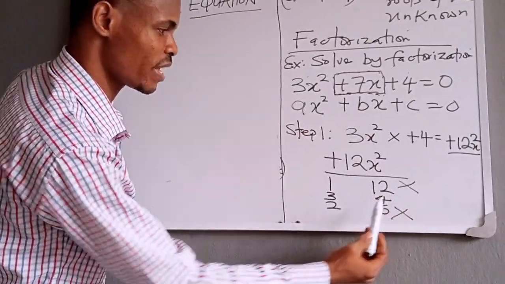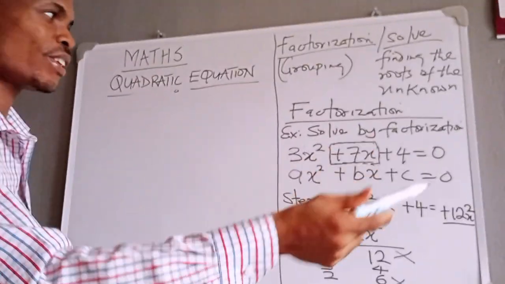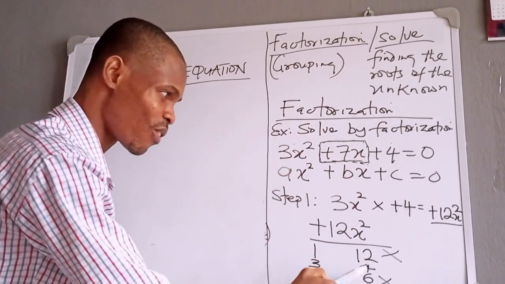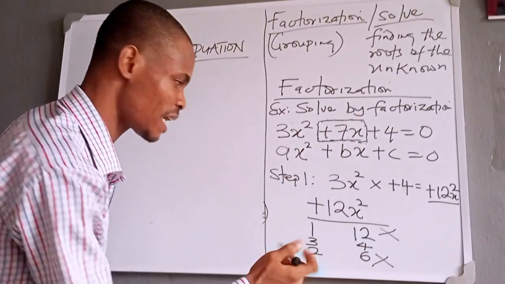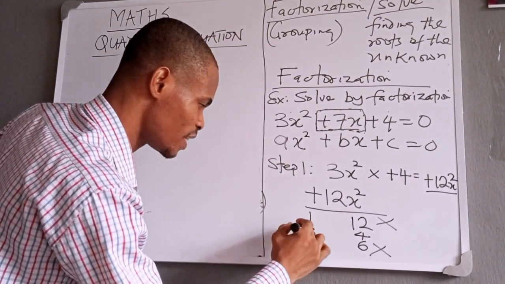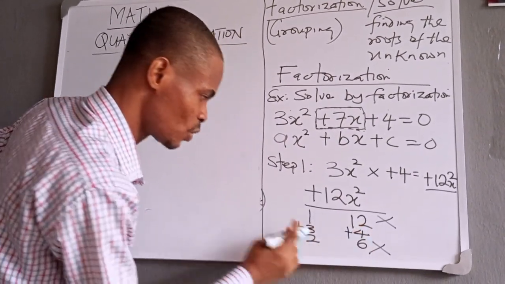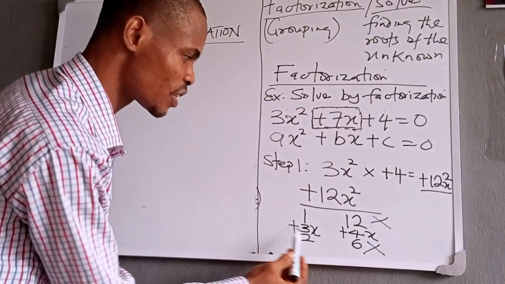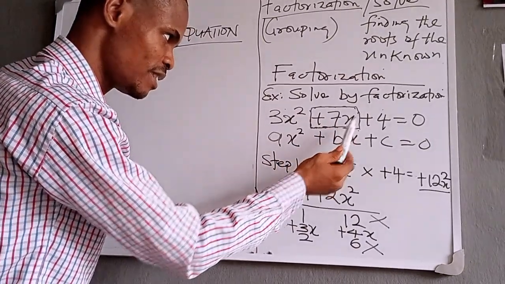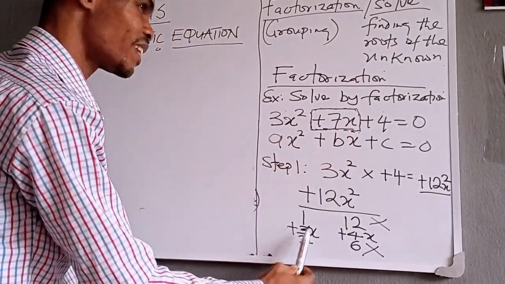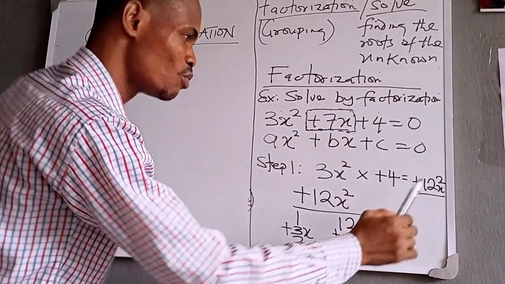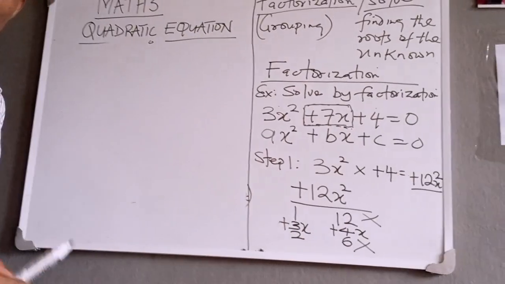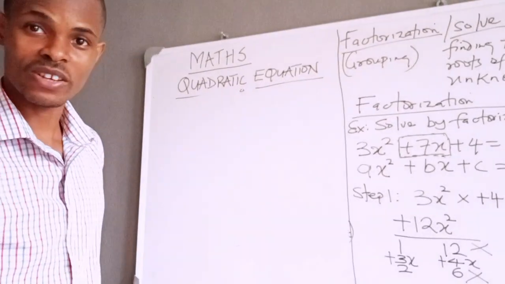Now take a look at 3 and 4. If I add 3 plus 4, it's going to give me a 7. 3 and 4 gives me a 7. 3 times 4 gives me a plus 12. That means I'm going to introduce a plus here and a plus here. So plus 3x plus 4x will give me plus 7x, the middle term. Why? Plus 3x times plus 4x will give me the product, plus 12x squared. That is what the first step is talking about.